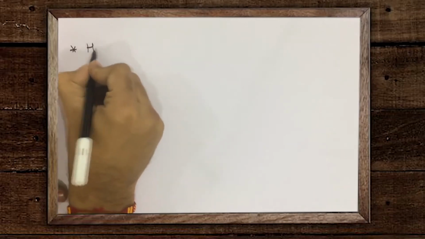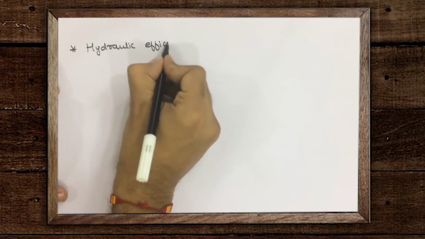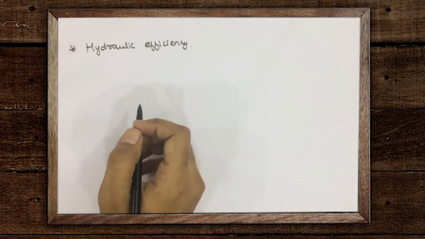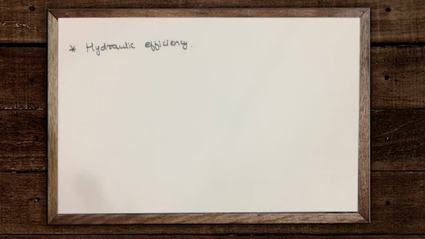Next is the hydraulic efficiency. Okay, now what is hydraulic efficiency? Hydraulic efficiency is nothing but the combination of the nozzle efficiency and blade efficiency. When you combine both nozzle efficiency and blade efficiency, that combination is called as hydraulic efficiency.